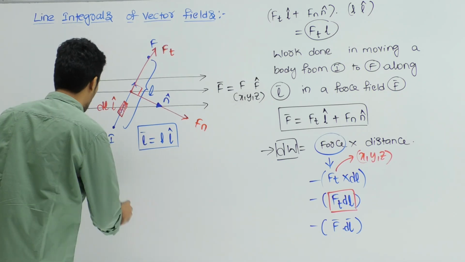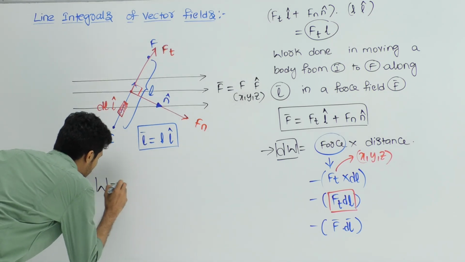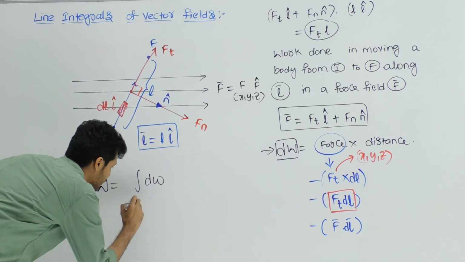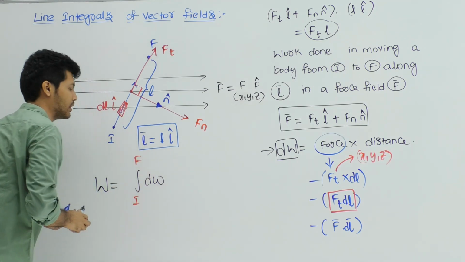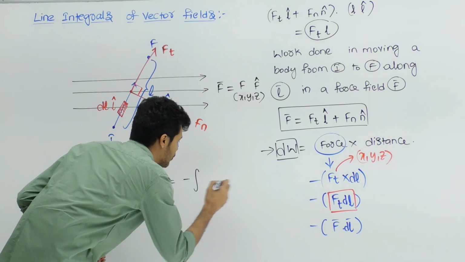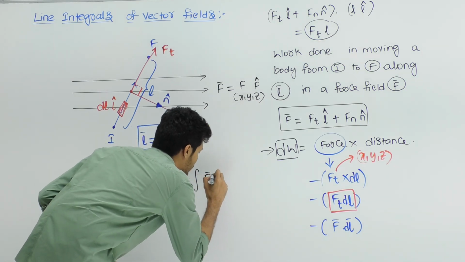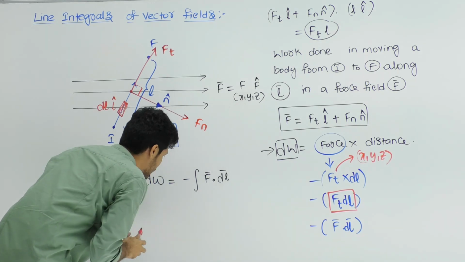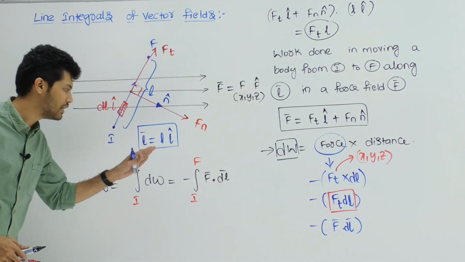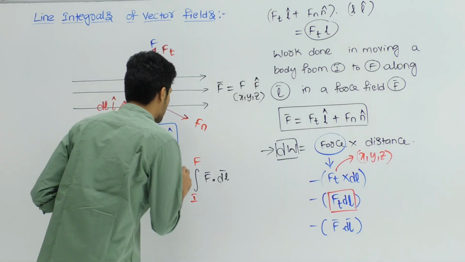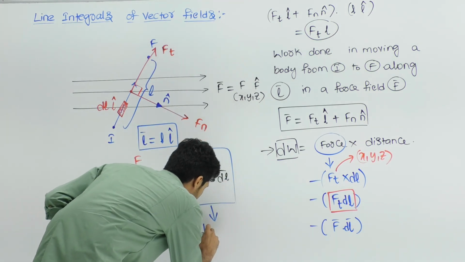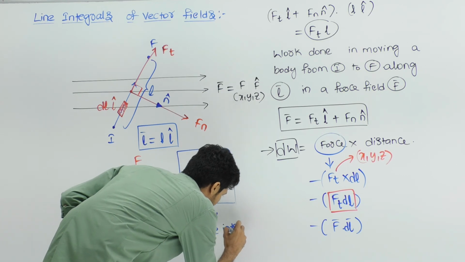Now if at all I want to find out the total work, how much is the total work that has been done now? Work is equal to integral of dW, from where to where? In moving the body from initial point to the final point. Okay, and because of that we can write this as the integral of F bar dot dl bar, and we are integrating this from the initial point to the final point. And whatever is the integration we have here, now this integration corresponds to the line integral.